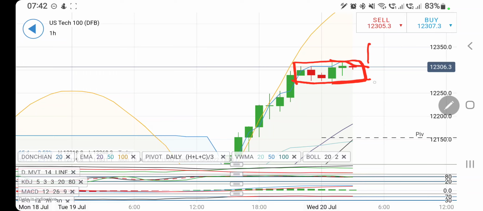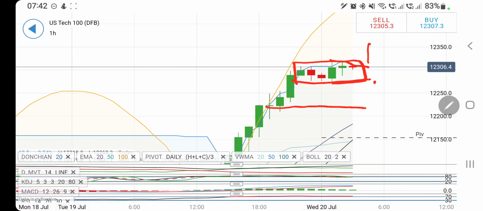Below 12260, you can expect a little drop, and where is the next target? At around 12230 levels. Below that you can expect 12150, which is going to be the next support level. So the resistance earlier is now a support at this point of time. The MACD is trying to make a crossover for a sell, and the stochastic is overbought here.